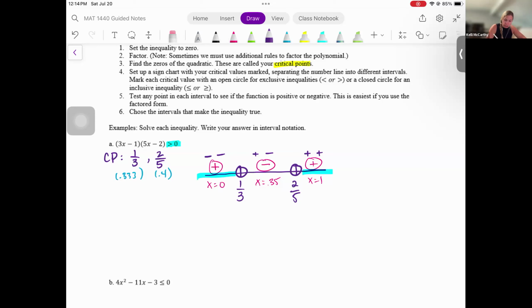And we can write our solution in interval notation. The first shaded region is from negative infinity to positive 1/3. We're not including either of these. Remember, 1/3 has that open circle, which means that we'll use a parenthesis. Union 2/5 to positive infinity. Again, 2/5 also has a parenthesis.